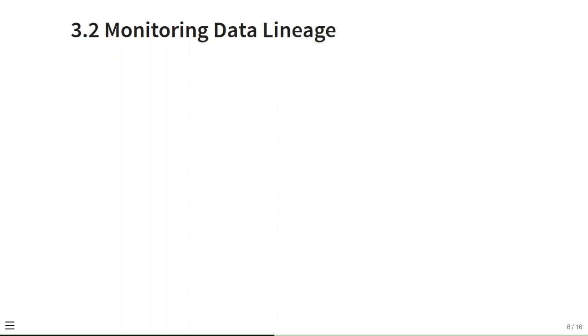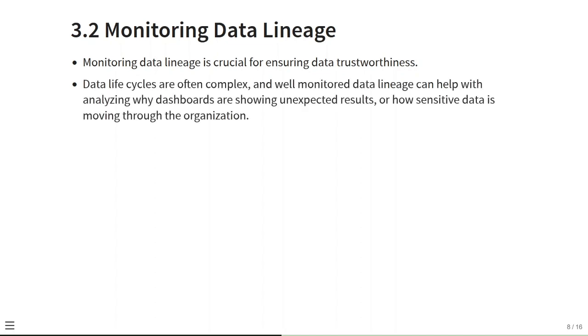Monitoring data lineage. Monitoring data lineage is crucial for ensuring data trustworthiness. Data life cycles are often complex, and well-monitored data lineage can help with analyzing why dashboards are showing unexpected results or how sensitive data is moving through the organization.